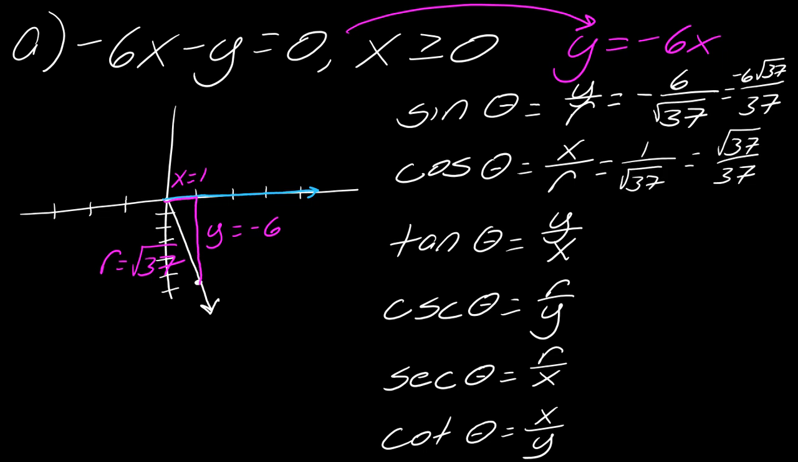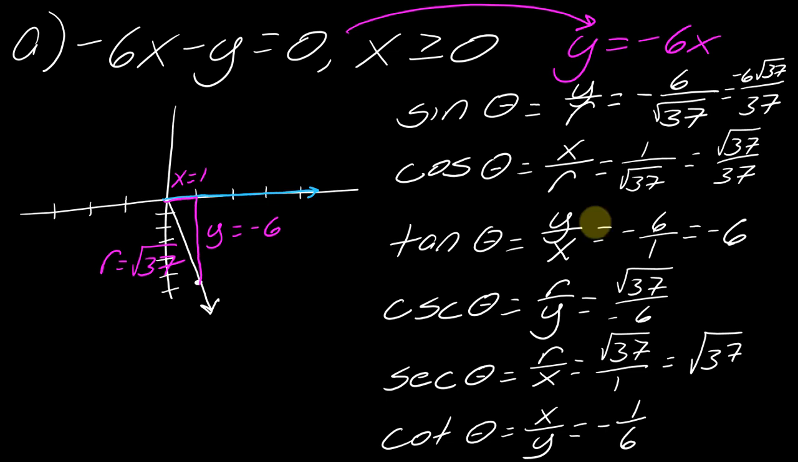And then as I move on to cosine, so I've got 1 over the square root of 37. And then I just want to rationalize that again. So I get square root of 37 over 37. Tangent, so tangent is y over x. This will be negative 6 over 1, so this will just be negative 6.